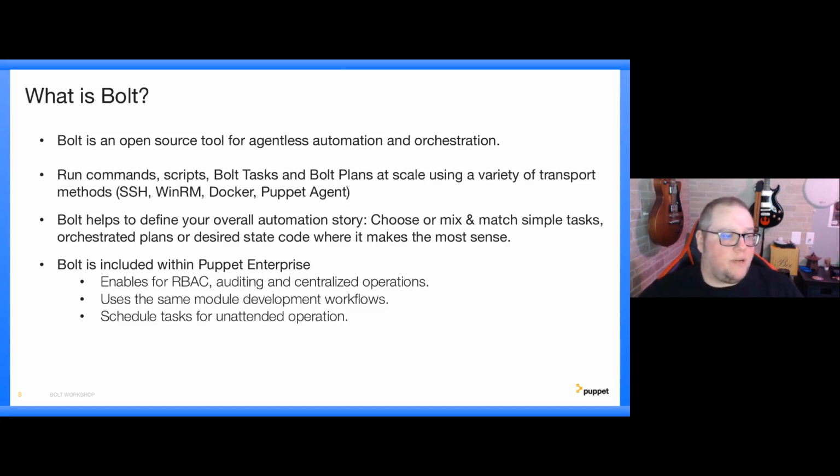Now, if you are a Puppet Enterprise user, Bolt is included under the hood. As long as you're in the 2018 and up series, there'll be tasks and plans located in the console. These are Bolt tasks and plans. The advantage here is you'll be able to use things like role-based access controls to give certain users or groups access to these tasks. And then you have some auditing and centralized operations.